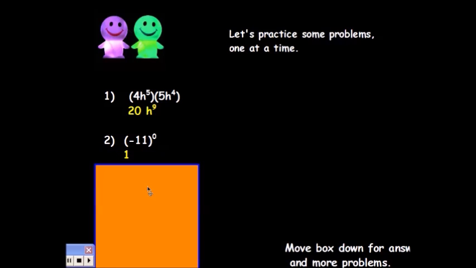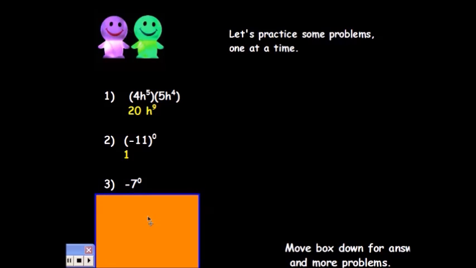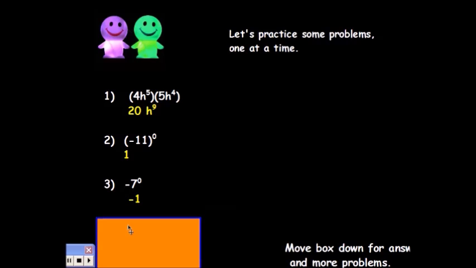Okay, going to try to figure out this next one. Good, the answer is 1. Anything to the 0 power equals 1. Even a negative number to the 0 power equals 1. Next problem. The answer is negative 1, because this is not negative 7 to the 0 power. It's just negative of 7 to the 0 power. 7 to the 0 is 1, so this is negative 1. Next problem, don't forget to press pause.